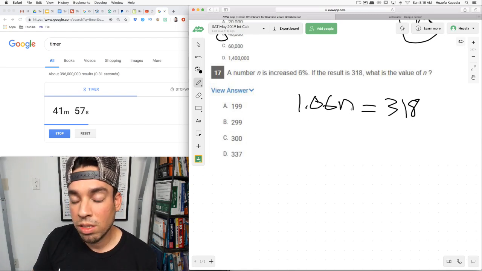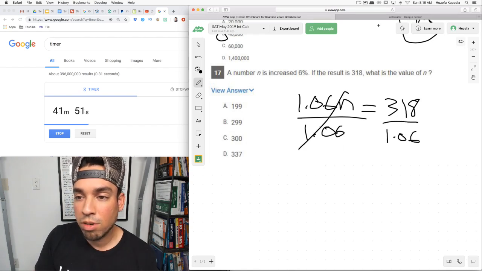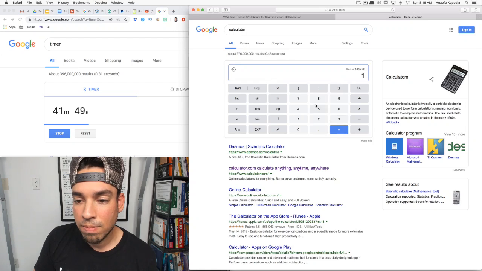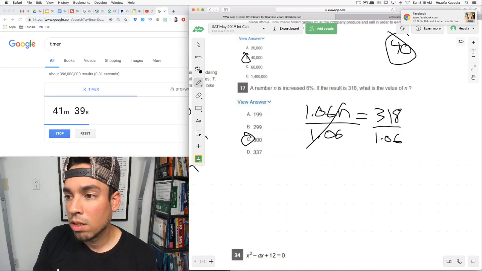Now, so a 6% increase of n equals that. Well, to isolate, we just divide to get rid of the 1.06, right? Just standard variable isolation. 318 divided by 1.06 is 300. Boom, done.